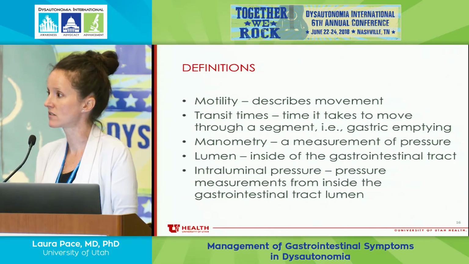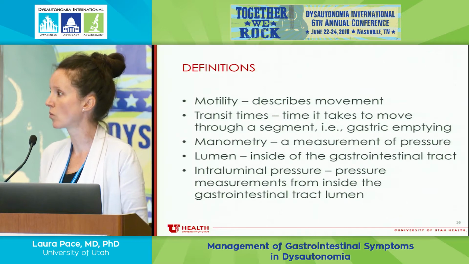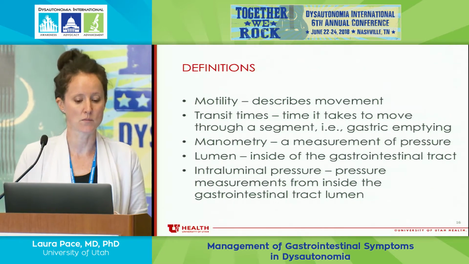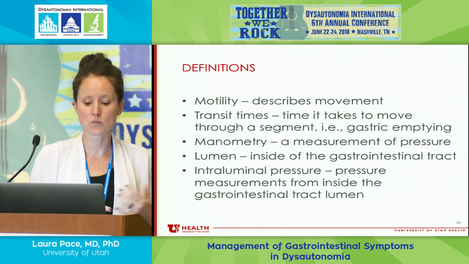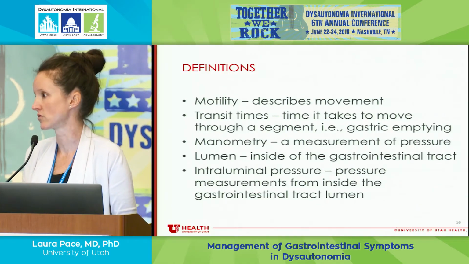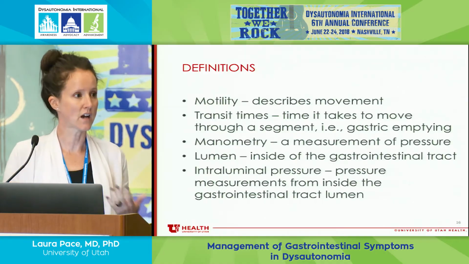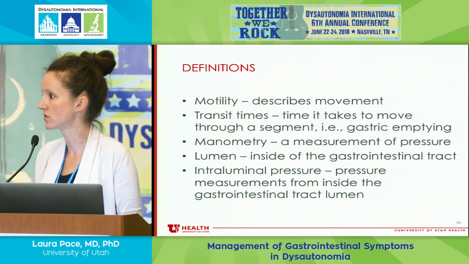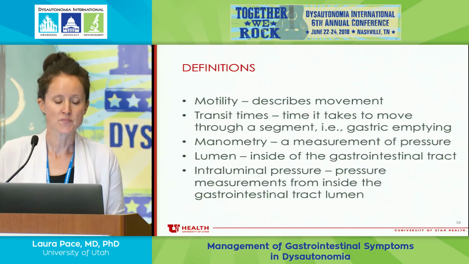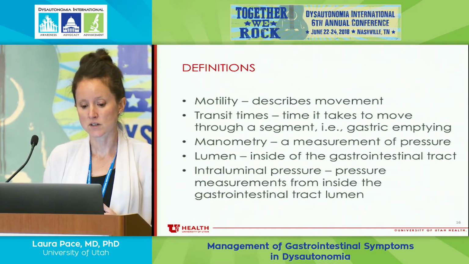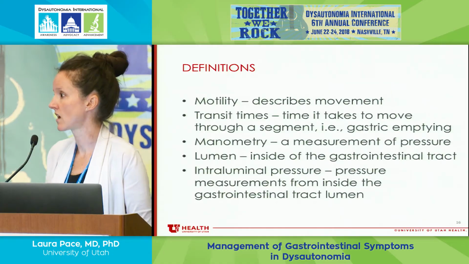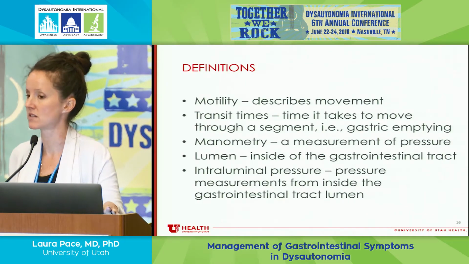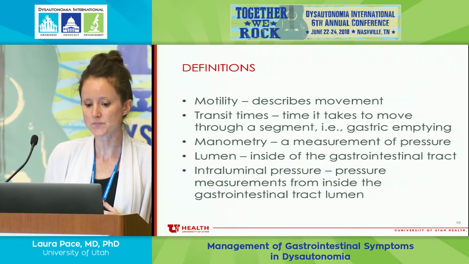So this helps us understand the muscular strength and the coordination of the different regions that we look at with manometry-based studies. And then lumen is just inside of the gastrointestinal tract. So that's when you get endoscopy done, that is done through the lumen of the gastrointestinal tract. So we're seeing that luminal surface. And then intraluminal pressure measurement means pressure measurements from inside the lumen of the gastrointestinal tract. And this is where your manometric-based studies are all performed.